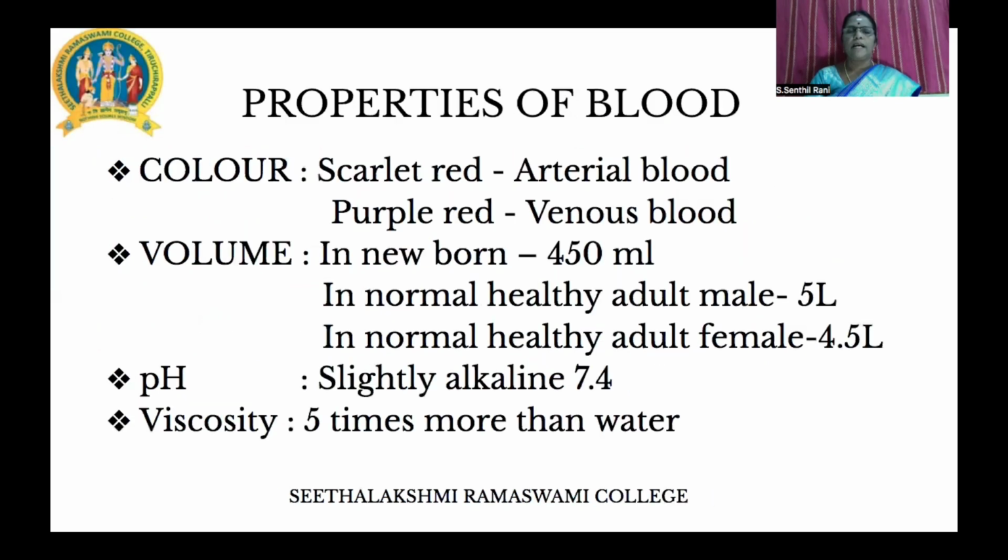Properties of blood. Color. The arterial blood is scarlet red and the venous blood is purple red. Volume. In a newborn, the volume of the blood is 450 ml. In a normal healthy adult male, it is 5 liters. In a normal healthy adult female, it is 4.5 liters. pH. The pH of the blood is slightly alkaline, that is 7.4. Viscosity. Blood is 5 times more viscous than water.